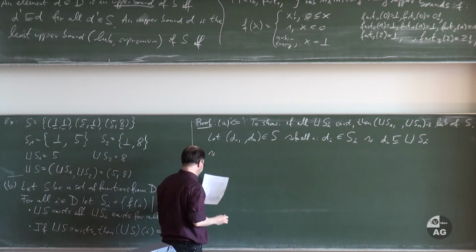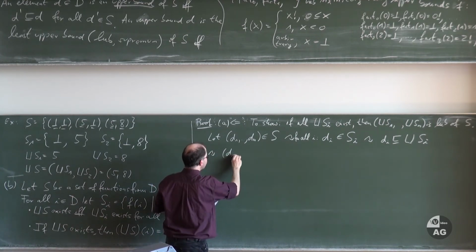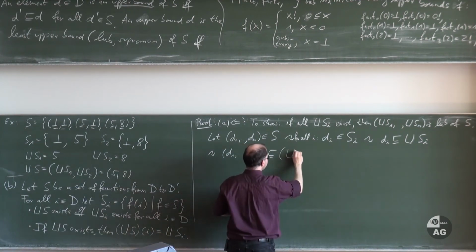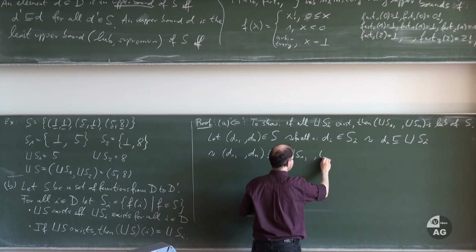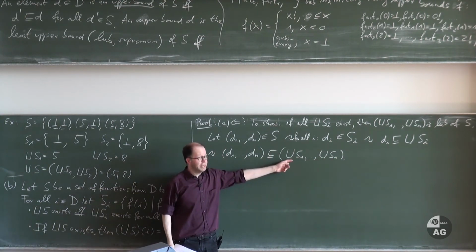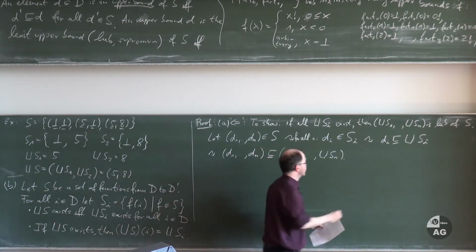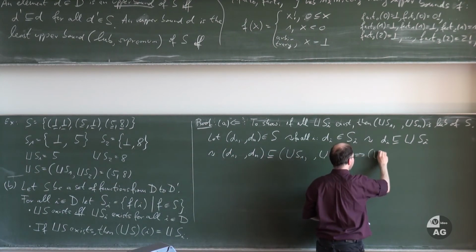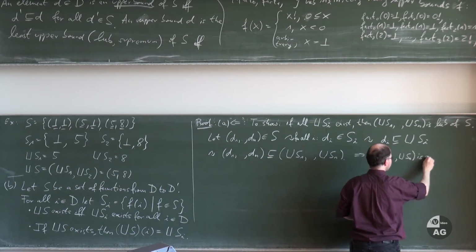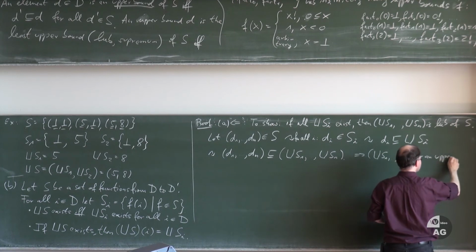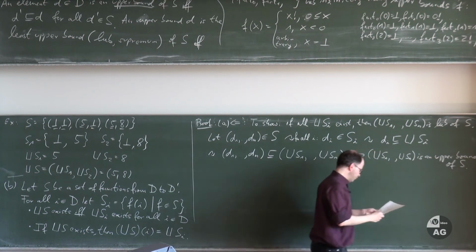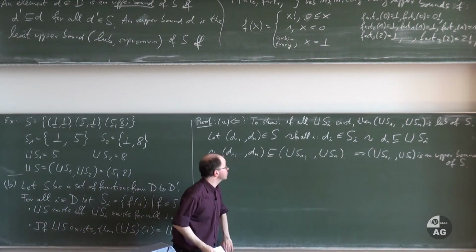So Di is always smaller or equal than the least upper bound of Si for all i. And this means that the whole tuple D1 to Dn must be less than or equal than this tuple of the least upper bounds of S1 to Sn. So in other words, this is really an upper bound of S, and it remains to show that this is the least upper bound.